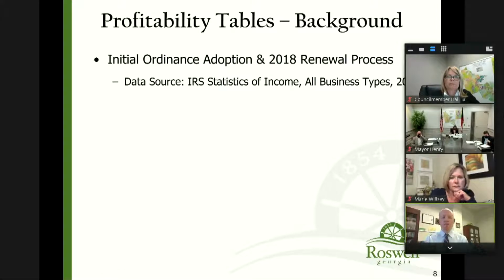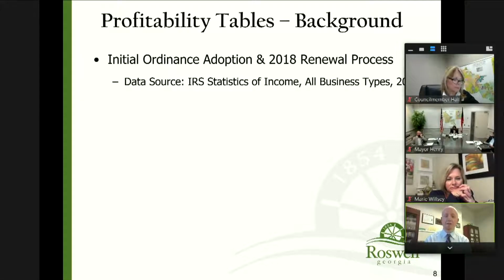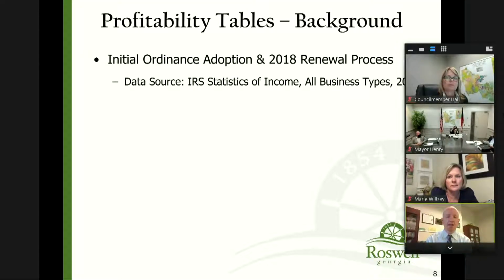So I wanted to get into a short history, because this began in FY 2018, of the adjustments that have been made since then, and the thinking behind that. With the initial ordinance adoption back in 2016, which of course didn't go into effect until our 2018 renewal process, the data source that was used at the time was the IRS Statistics of Income, and specifically the table was all business types. The year of the data came from 2008.